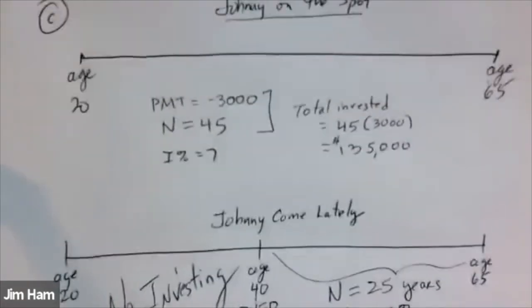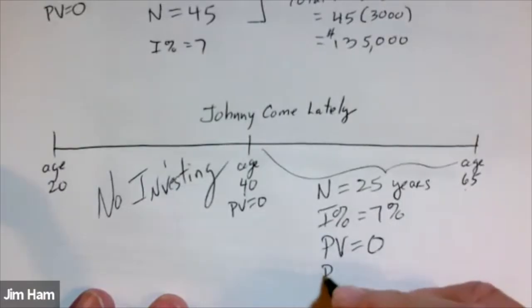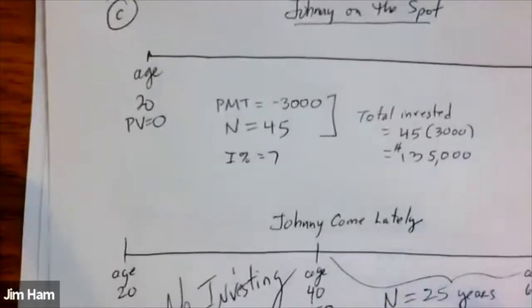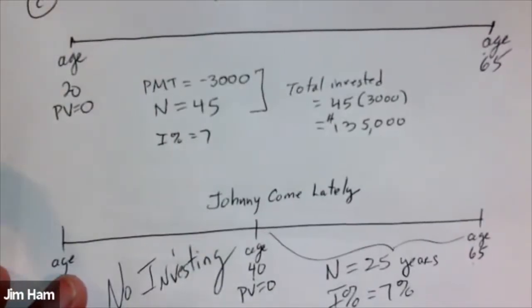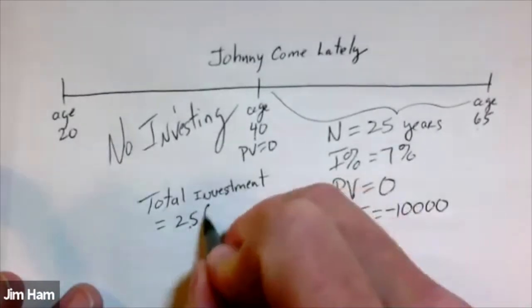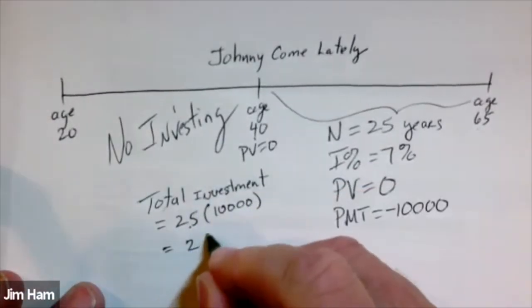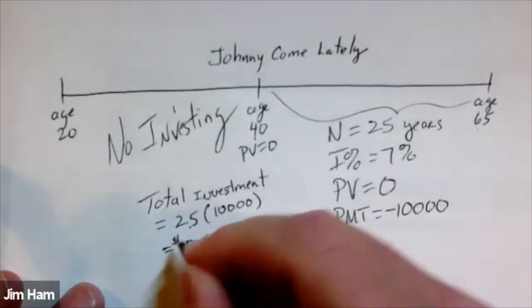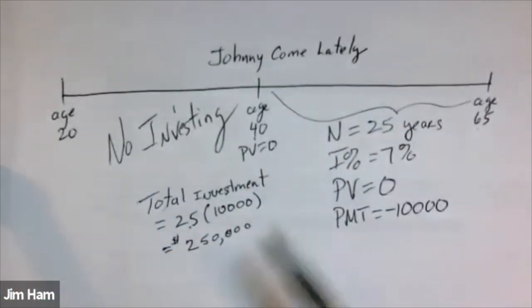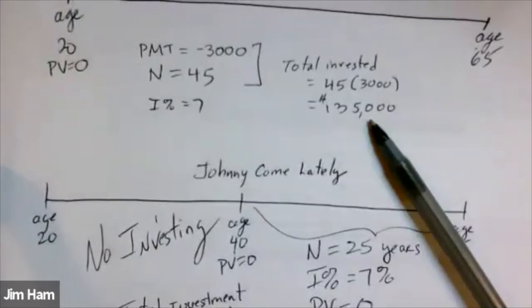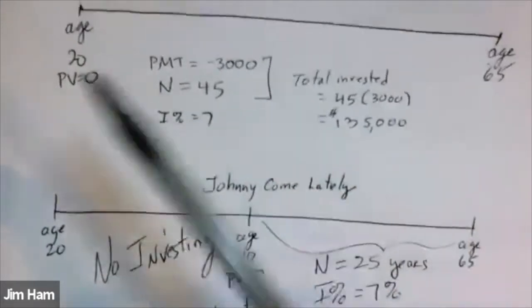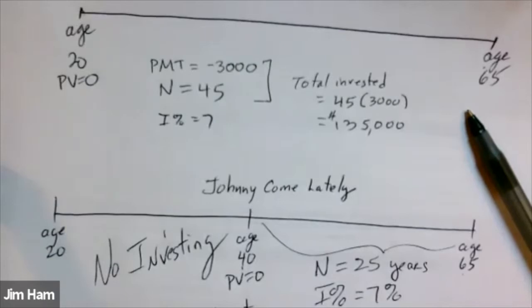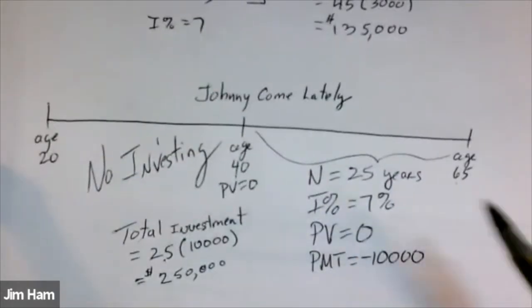whereas Johnny on the spot started with nothing here. And the payment here is $10,000 for 25 years. So the total investment for Johnny come lately, there were 25 years of investing $10,000. So that's a total of $250,000. So here's another scenario where Johnny come lately invests $250,000, whereas Johnny on the spot only invests $135,000. But Johnny started earlier. So I wonder if Johnny come lately will catch him.